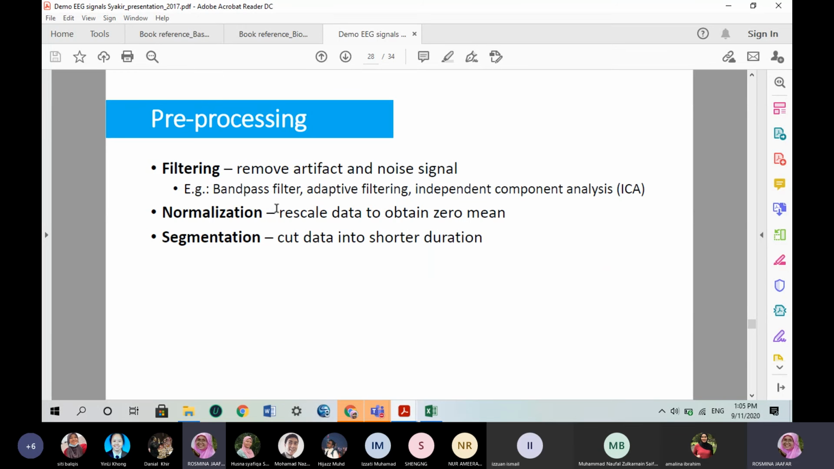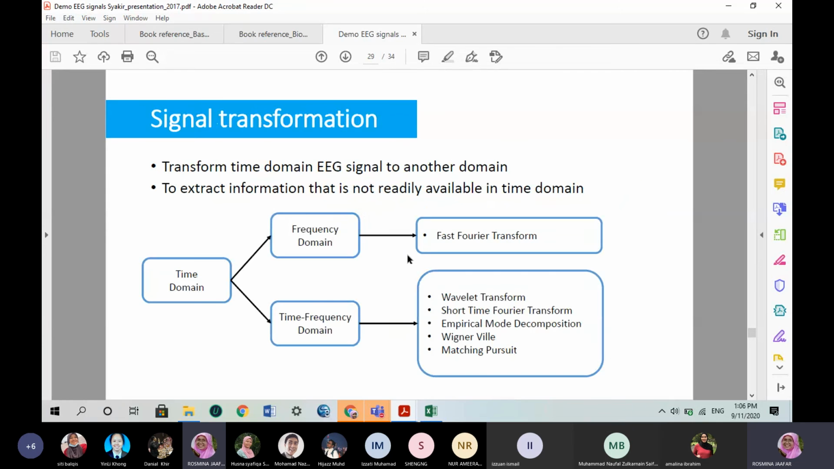Okay, normalization means you rescale the data between a certain range, for example 0 to 100% or 0 to 1, so that you don't have a variation of level. It is an easy way to compare channel to channel, making everybody's data 0 to 1 or 0 to 100, so that you can compare easily. Okay, filtering is to remove all the artifacts. Segmentation is cutting the data into shorter durations so that you can process segment by segment.